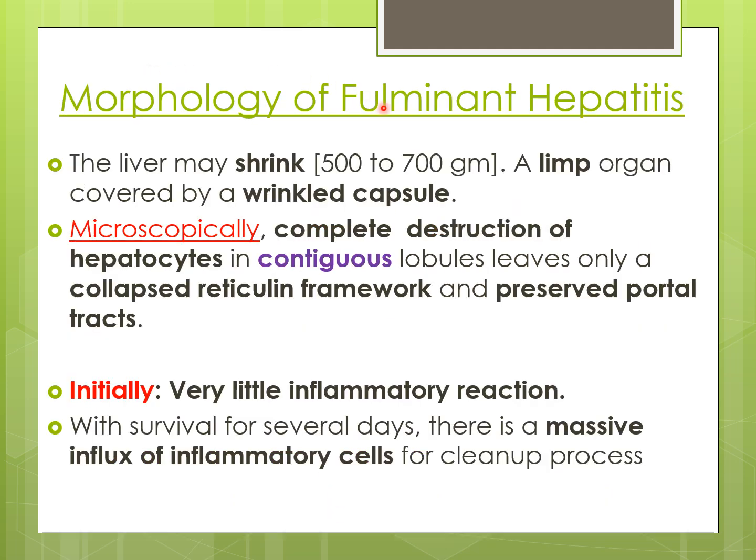So what do you see in fulminant hepatitis? You see that the liver, which is about 1.5 kg, 1500 grams, becomes almost half the size. The liver shrinks. It becomes a limp organ. It has a wrinkled capsule just like the skin of an old person. Under the microscope, we see complete destruction of hepatocytes in contiguous, meaning continuous, lobules, and the whole system is collapsed. The reticulin framework is collapsed, but you can see preserved portal tracts. These are the changes just to describe how this fulminant hepatitis looks.